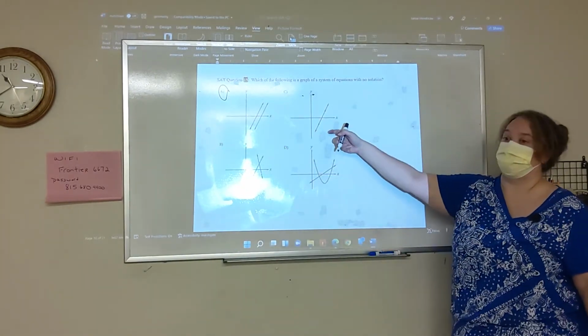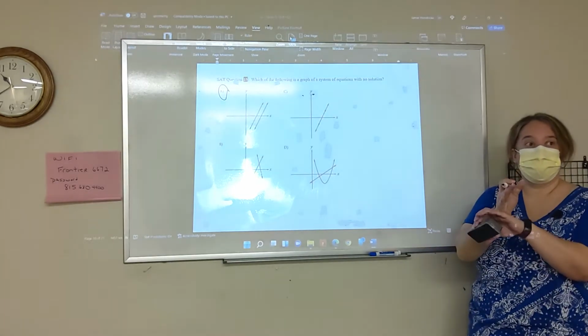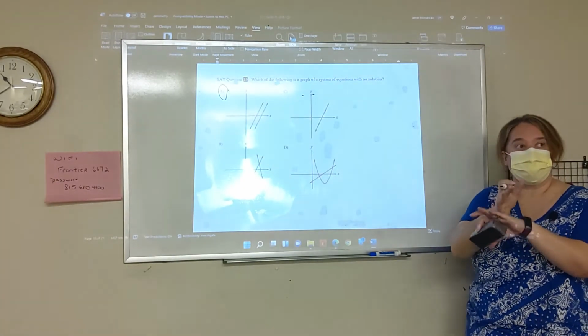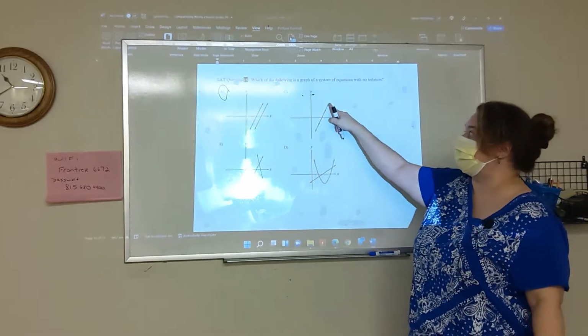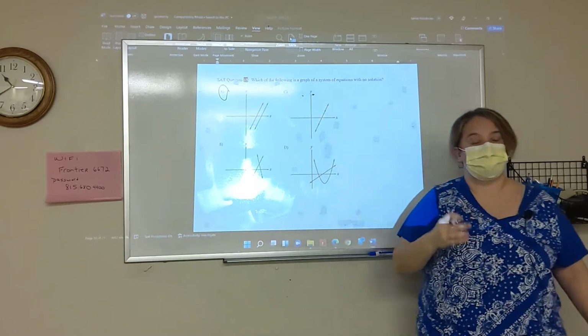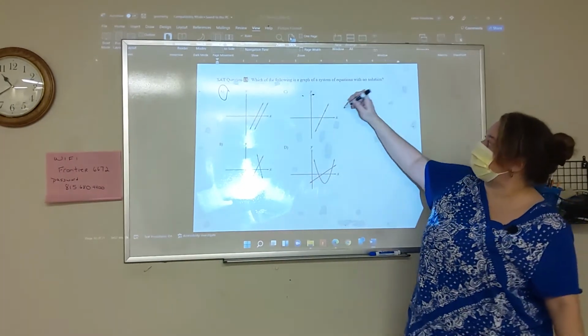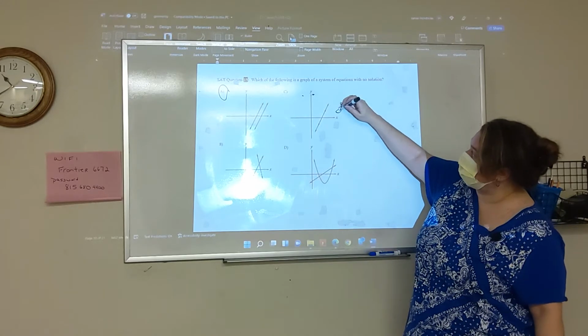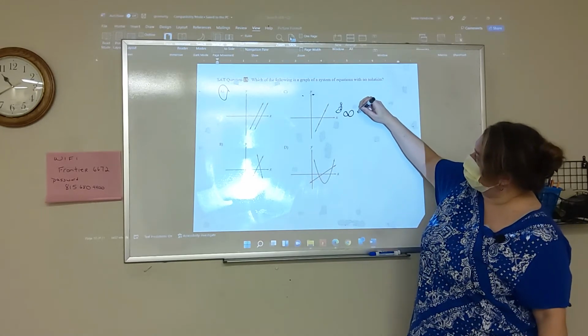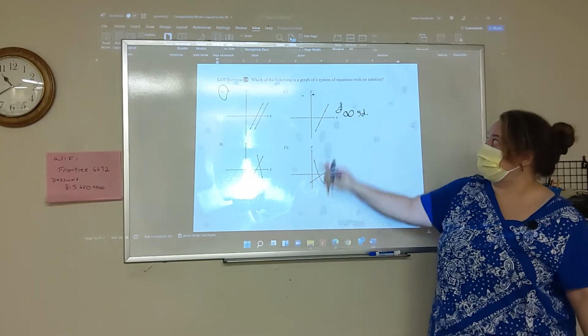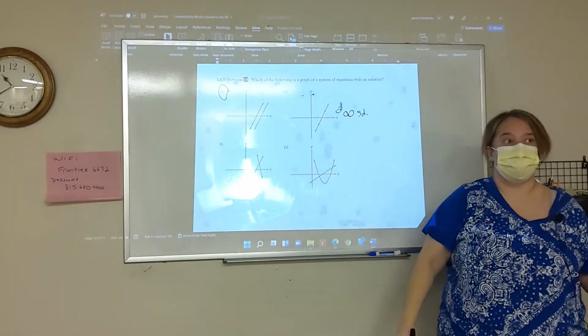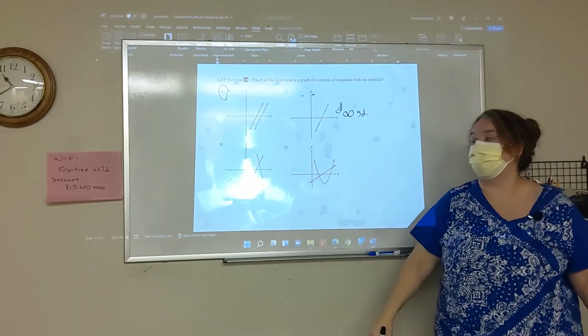Now let's look at C for a minute. In C, you've got two lines that are laying on top of each other. That's why you have these double arrowheads. That means you have an infinite number of intersection points. So this one actually has infinite solutions. I can't draw an infinity symbol. So the other way they could ask this question is which one has infinite solutions? That would be C. No solutions is A.